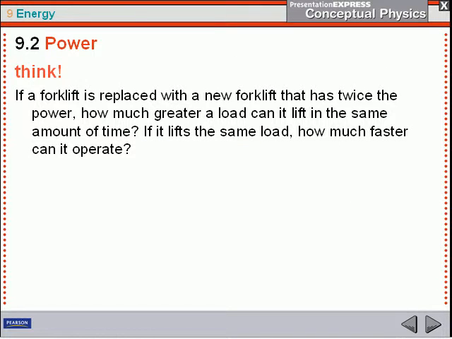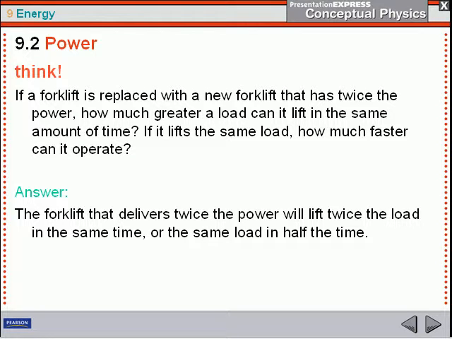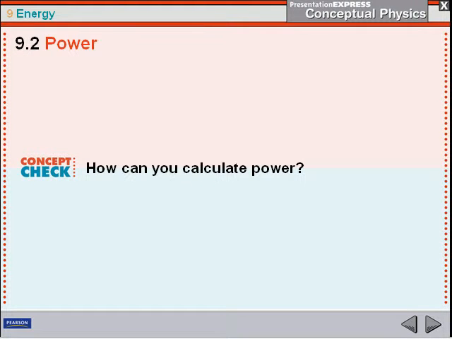So, if a forklift is replaced with a new forklift that has twice the power, how much greater of a load can it lift in the same amount of time? If it lifts the same load, how much faster can it operate? Well, in both cases, it's going to be twice. Twice the power will lift twice the load in the same amount of time. And I'm sorry, not twice the time. It'll be half the time. You can do the same amount of work in half the time. So how can you calculate power? Power is equal to the amount of work done over a given amount of time.